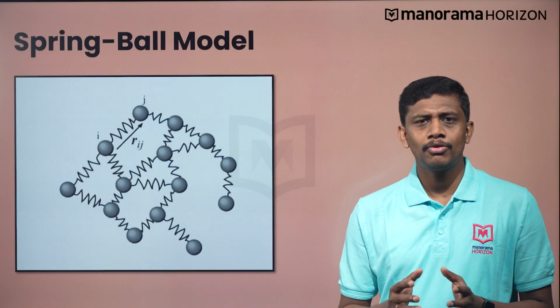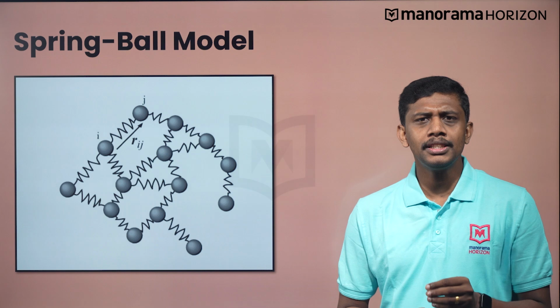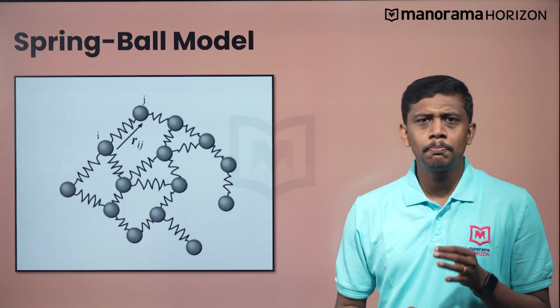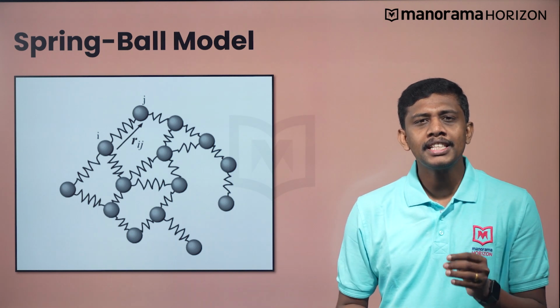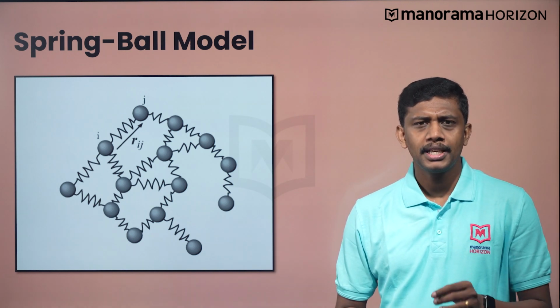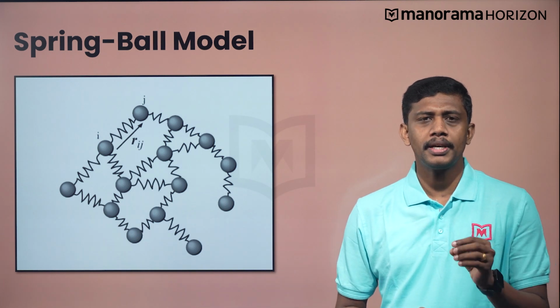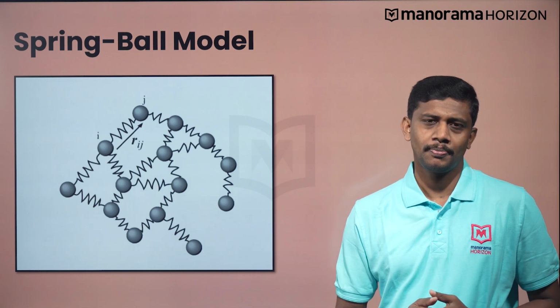This mechanism can be visualized better with the help of the spring ball model. In this model, balls represent atoms, as you can see here, and springs represent the interatomic bonds. Here, when an external deforming force is applied, the force displaces the balls from their equilibrium positions, but the spring pulls the balls back to their initial positions.